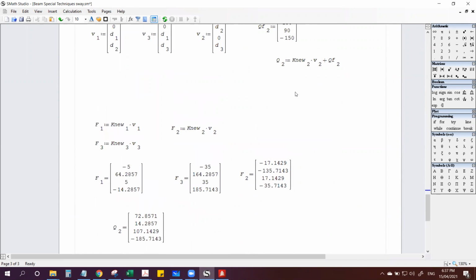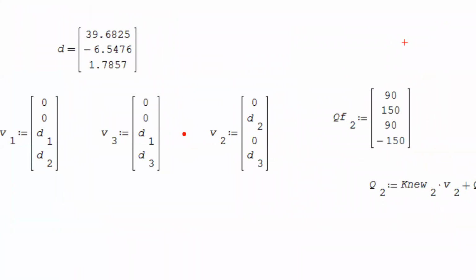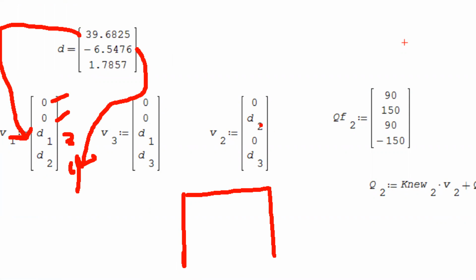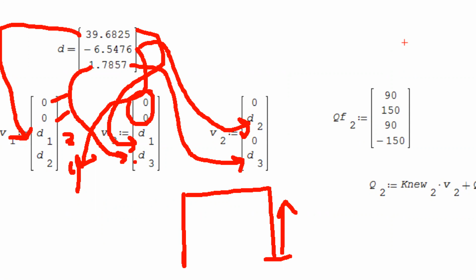Okay, so to get the member forces, you already know how to set up the displacement. For member 1, this is 1, 2, 3, 4. So D1 is the sway and D2 is the rotation. For member number 2, this is the rotation here, and this one is the rotation on the other end. For member 3, I told you that my orientation is from bottom to top. So we have 0 displacement at the bottom, and D1 again is the sway, D3 is the rotation. Okay.